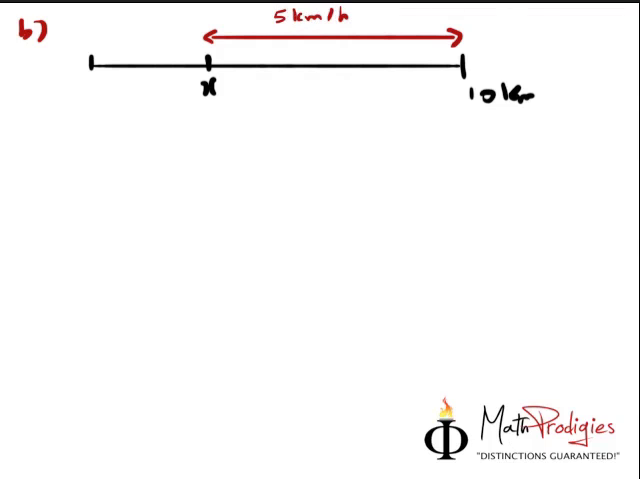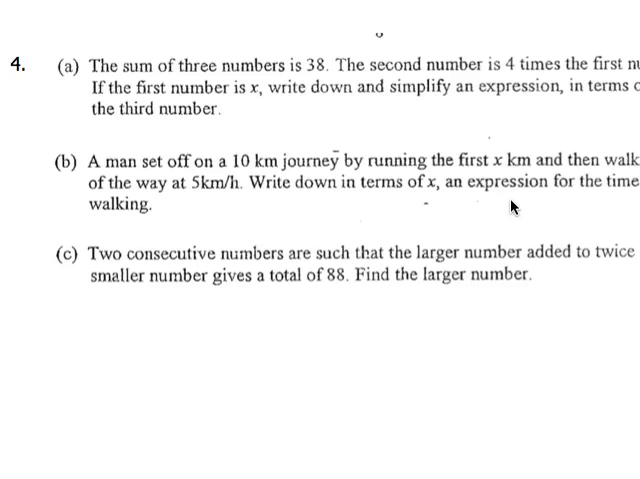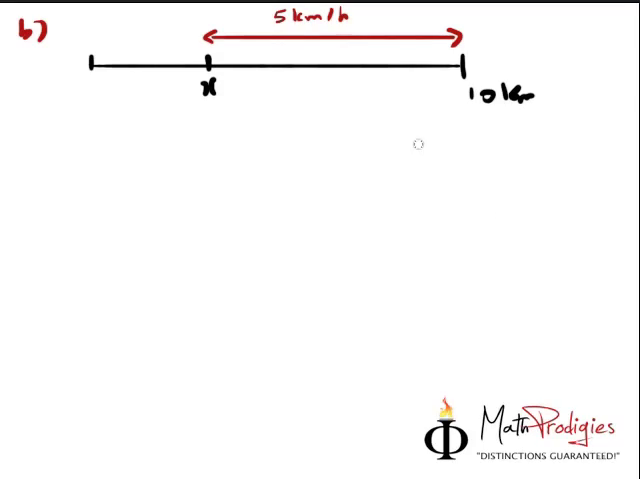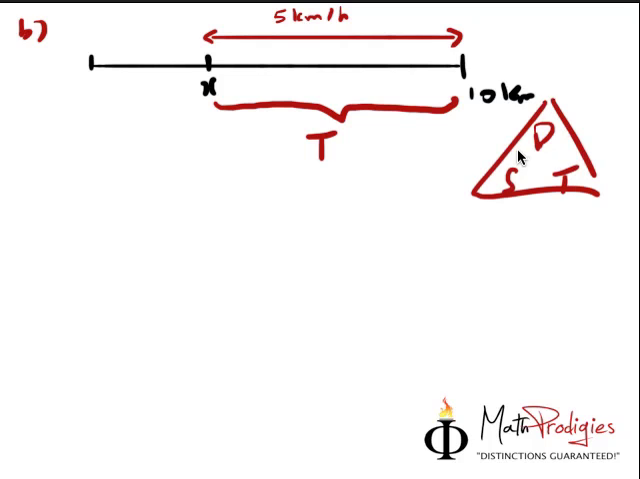The question is asking you for an expression for the time he spent walking. If you still remember your DST table, which is distance, speed, and time, from primary school, if you're asking for time, you have to look for the distance and the speed. In this case, the distance equals 10 kilometers minus x, correct? For example, if this is 4 kilometers, this distance is 10 minus 4, which gives you 6 kilometers, so it works. So 10 minus x kilometers.